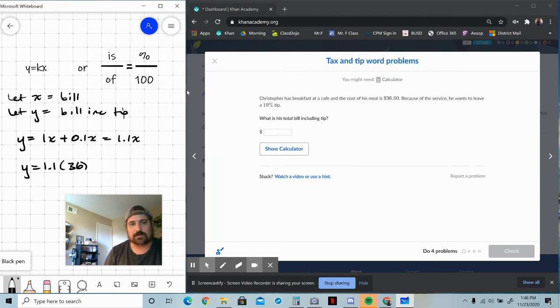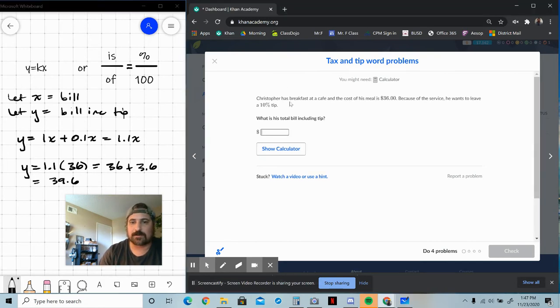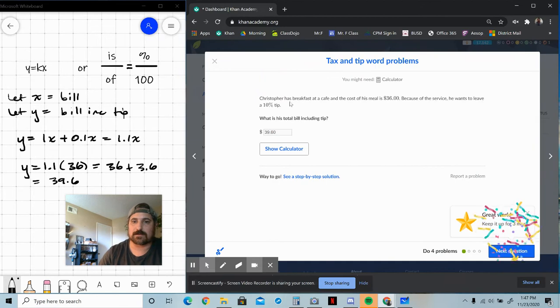And all you do is 1.1 times 36, which is the same as 1 times 36 plus 10% of 36, which is 3.6. So that's going to be 39.6, or $39.60. That would be the 100% of the meal, $36, plus the 10% tip. What's 10% of 36? Divided by 10, 3.6. And then you add in the $3.60 tip.